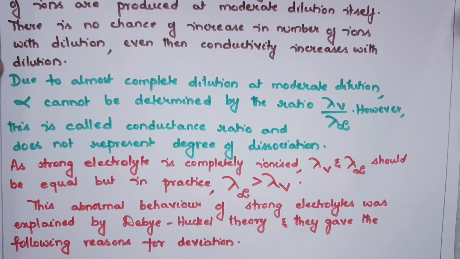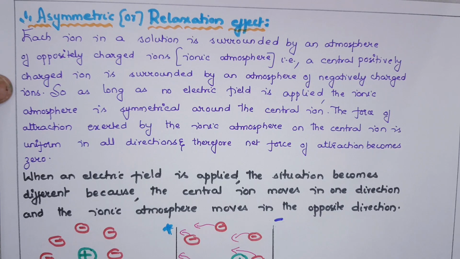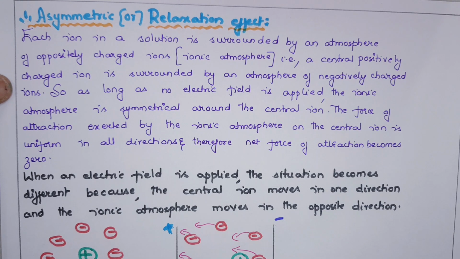Let us have a look at the reasons for deviation, students. First one is the asymmetric or relaxation effect, students. Okay, what is that? Asymmetric effect or relaxation effect. What do we understand under asymmetric or relaxation effect?